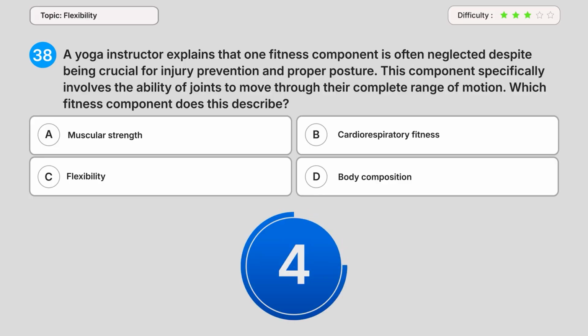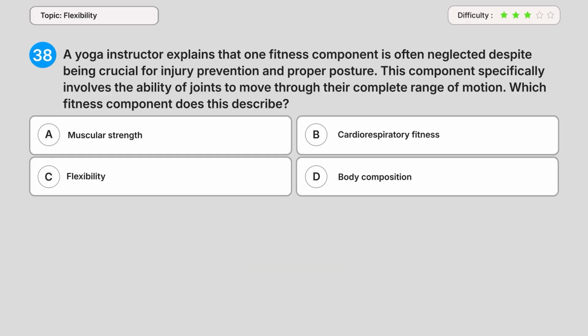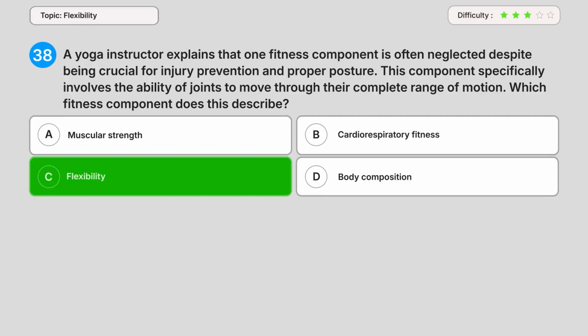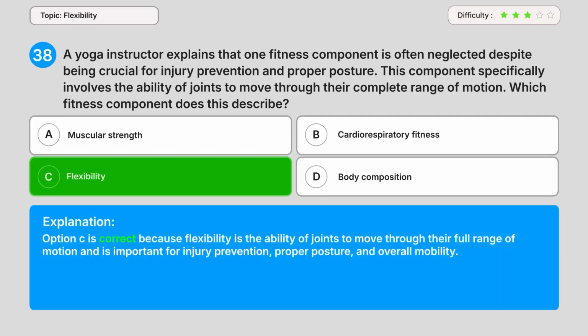Can you guess the answer? Correct answer, C. Flexibility. Explanation: option C is correct because flexibility is the ability of joints to move through their full range of motion and is important for injury prevention, proper posture, and overall mobility.